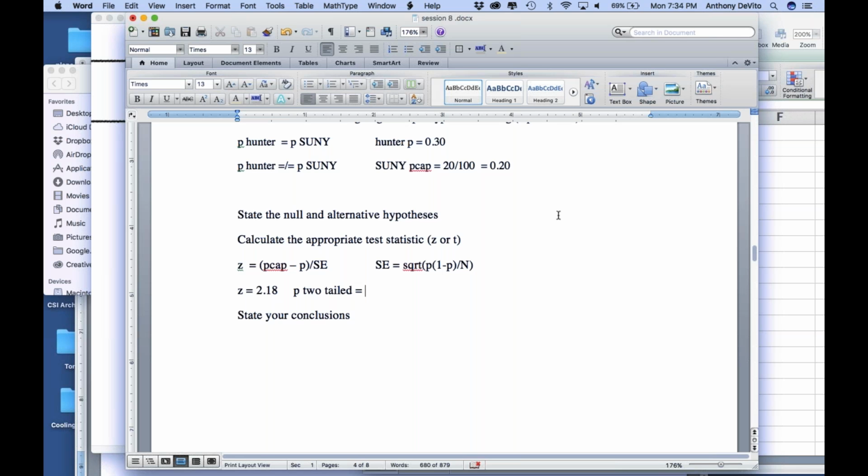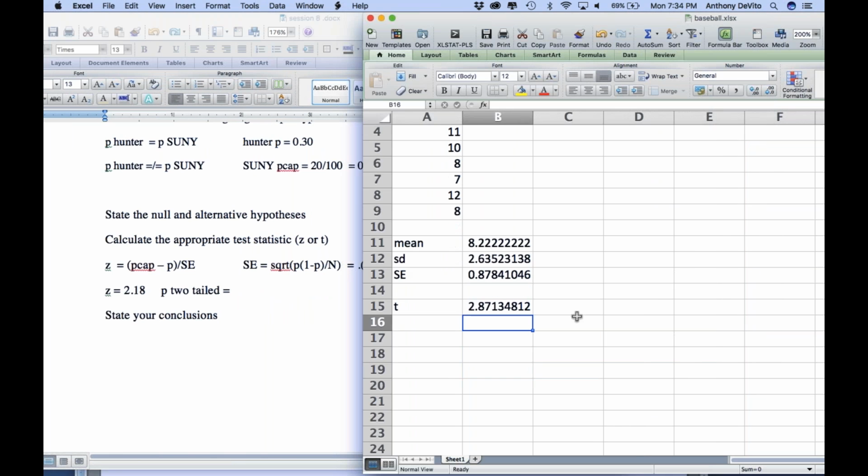Okay, so how do I get that 2.18? Well, let's see. Standard error is going to be equal to 0.3 times 0.7 over 100, and we're going to take the square root of that whole thing. Okay, I'm going to demonstrate that in Excel. So standard error is equal to the square root of 0.3 times 0.7 divided by 100. It's all multiplication, so I don't have to break it up any more than that. Comes out to about 0.046.